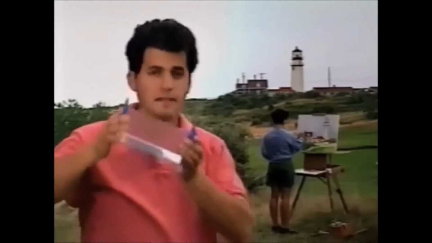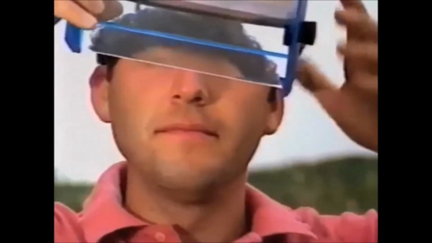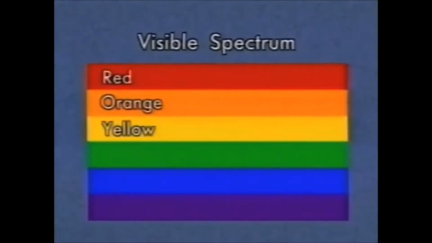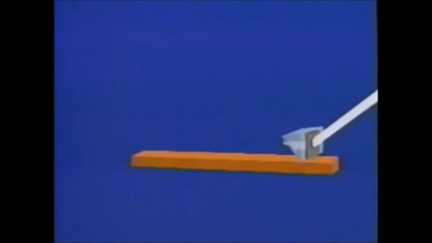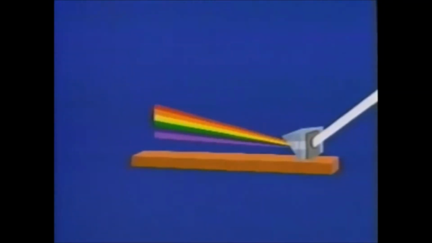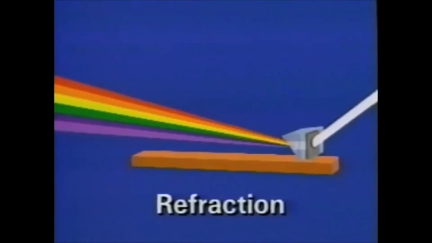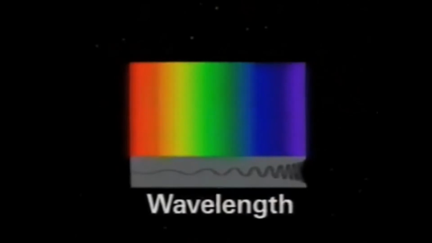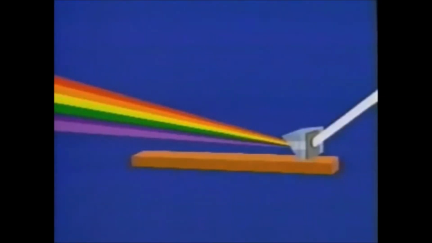Here, I'll show you. This is a prism. A prism is a triangular-shaped piece of glass or other transparent material which separates white light into the colors of the visible spectrum: red, orange, yellow, green, blue, and violet. When light travels from air through the prism and back to air, it bends. This is called refraction. Each color of light has a different wavelength, so that each color bends at a slightly different angle as white light passes through the prism.